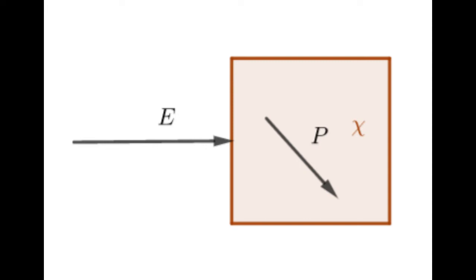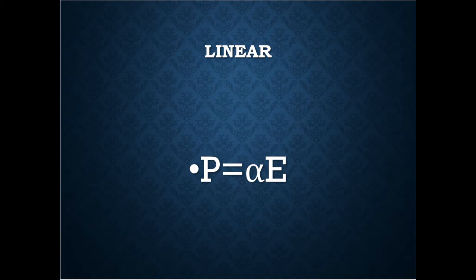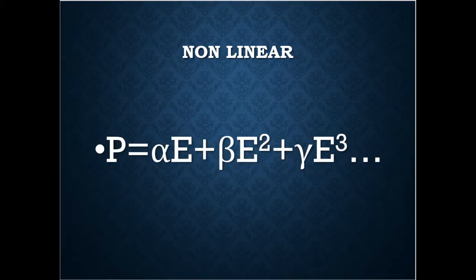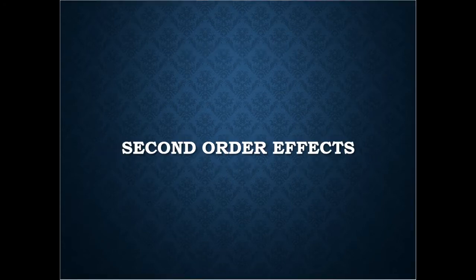Thus, we say a material is linear when the polarization is proportional to the external electric field. On the other hand, in nonlinear materials, the polarization depends on higher order terms involving the electric field strength. Nonlinear optics is a wide area of study that involves the interaction between light and nonlinear materials. For the purpose of this talk, we shall restrict ourselves to just second order nonlinear optical effects.